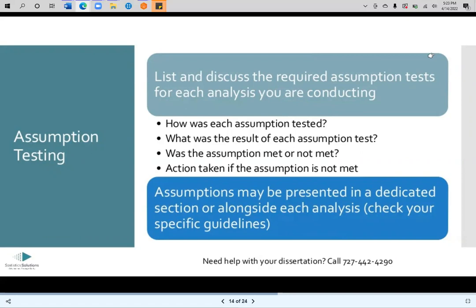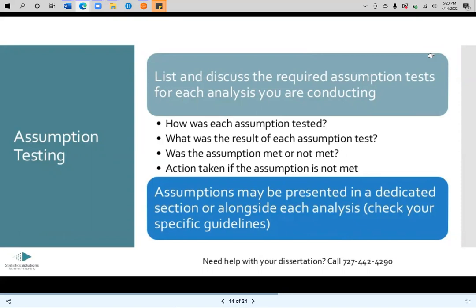So for instance, if you're doing something like a t-test, some assumptions include testing for normality and homogeneity of variance, and different statistical tests will have different assumptions required for those tests. So before you present the results of your test, you need to talk about the testing of the assumptions for each of those tests. So I know it sounds like a lot of tests, but basically you want to show the reader that you know what's required in order to conduct a test, and that you looked for that and ensured that your sample would be appropriate for that specific test that you've selected.